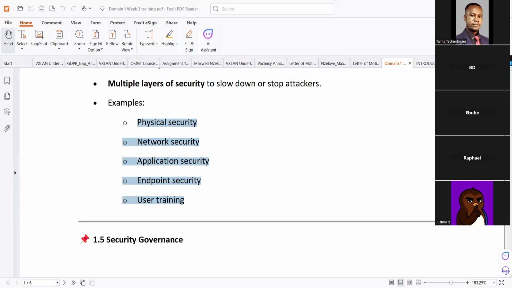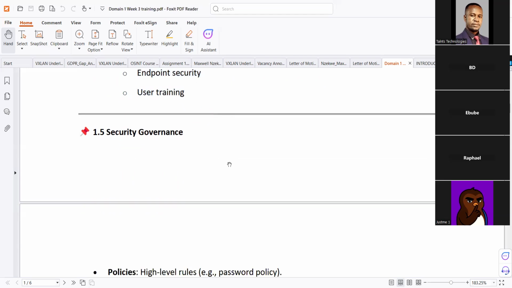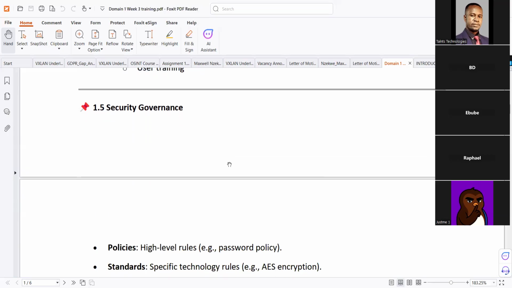Then we talk about user training, where we mentioned that we are going to be telling users how to be safe on the internet, how to use a strong password, how social engineering works, how to understand manipulation tactics, and how to spot phishing, which is suspicious email links. Okay, so after that, we now go on to security governance. Is there any question before we continue under defense in depth?